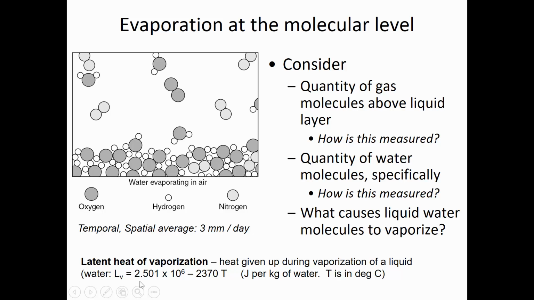So here's how much energy it requires to vaporize water, in joules per kilogram. So 2.5 times 10 to the 6th minus the temperature. And so the amount of energy required to vaporize it varies as a function of the temperature of the water itself. Warm water requires less energy to vaporize than cold water. And we're going to use this formula later on when we're calculating and estimating the rate of evaporation.